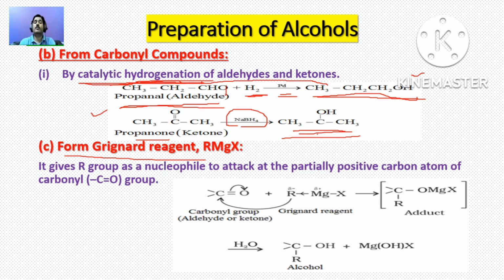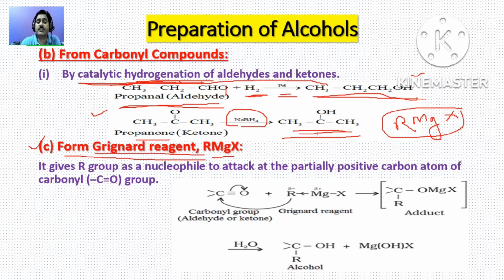We can also prepare alcohol from Grignard reagent. What are Grignard reagents? Grignard reagents are those reagents in which magnesium metal is present with halogen and an alkyl group. That is called Grignard reagent. If Grignard reagent is used in preparation of alcohols from the aldehyde or ketone, then what happens?